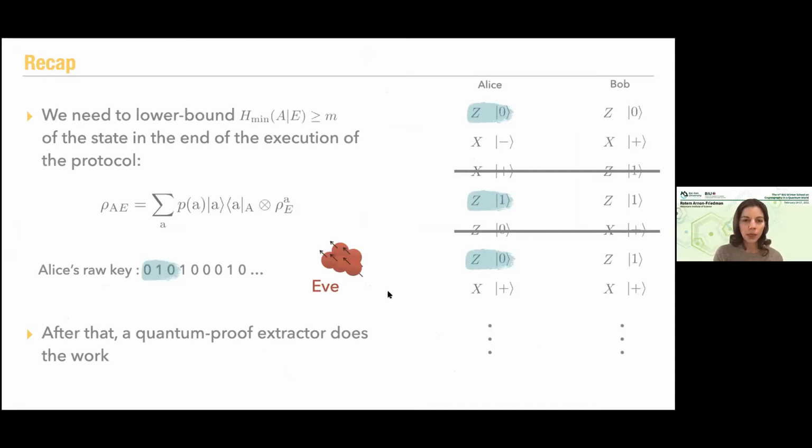So we need our state. We can write it like this. We have this convex combination, this mixed state, over all possible strings that Alice can have, and Eve holds some quantum information which is correlated with these strings that Alice holds. If we prove that we have enough min-entropy, then the quantum proof extractor will do the work.